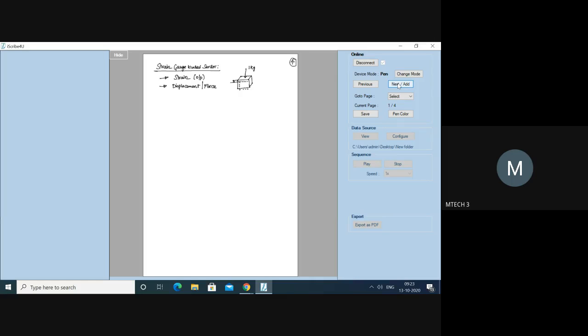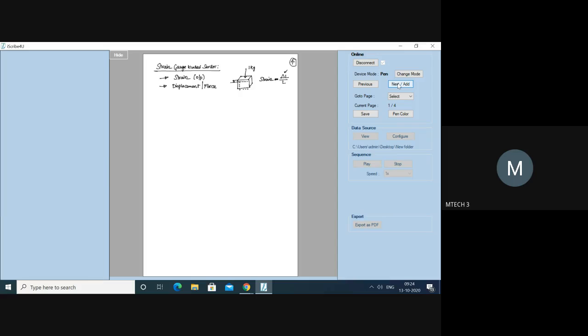Mechanically, how will you measure the deformation or the deflection? Any idea? If the strain is small, because what is strain? Strain is change in length by original length. So the original length will be known to you. Now, how to measure this change in length is the question. If I measure the change in length, then you are able to measure the strain.